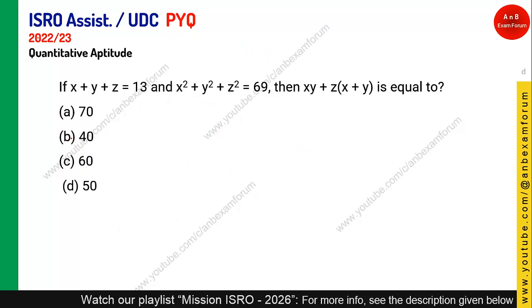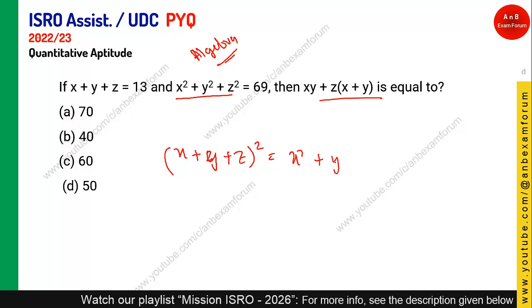Let's see the next question. Okay, so this question is from the category algebra. So again, if you know the formula, you can solve this question very quickly. So we have seen the square of 3 terms. If you know the square of the 3 values x, y and z, or you can solve it also, there is no big deal. x square plus y square plus z square plus 2 times xy plus yz plus zx.